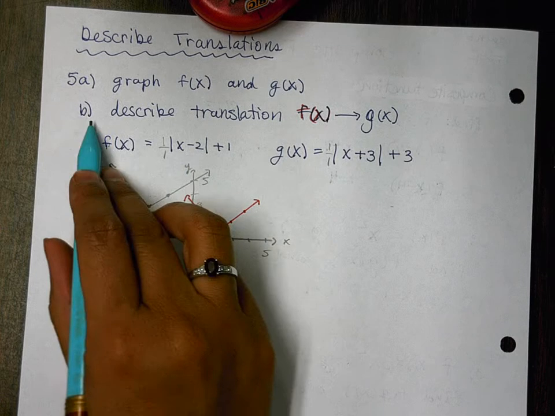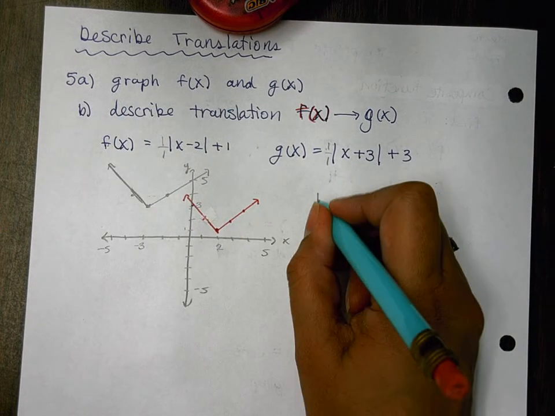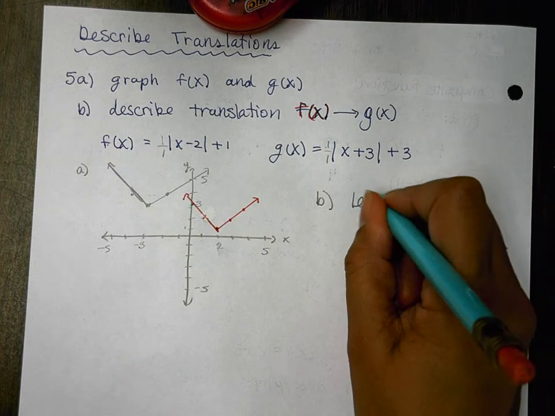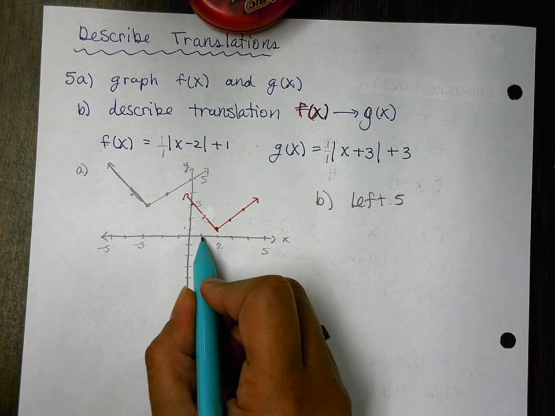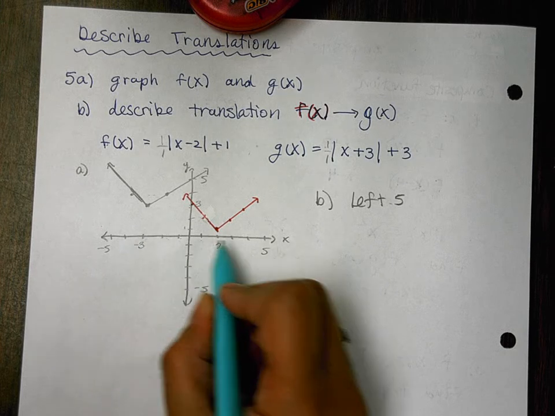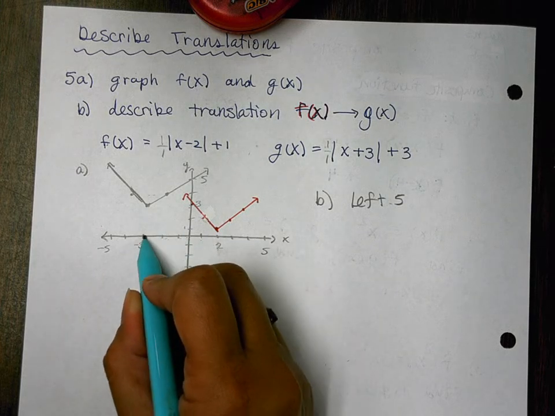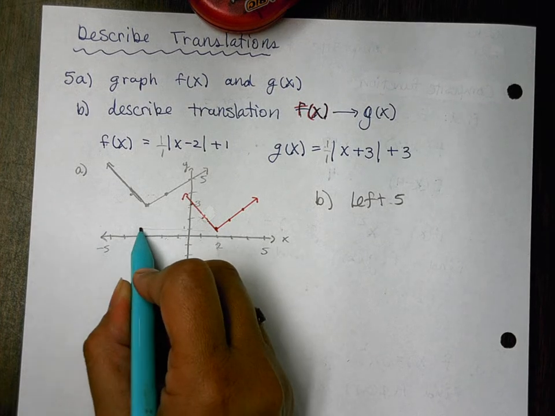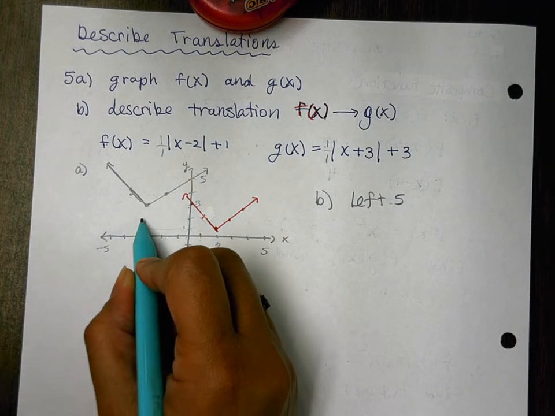So I'm on part B. I just graphed it. Part B, describe it. So this is part A, graphing. Part B, I went left 5. Again, that was 1, 2, 3, 4. Oh, 1, 2, 3, 4, 5. And then from here at the 1, I went up to 3, and that was 1, 2.